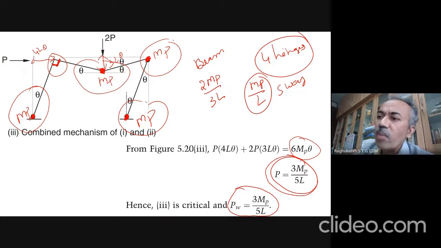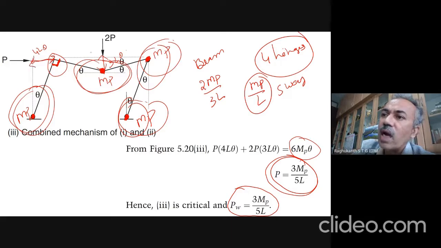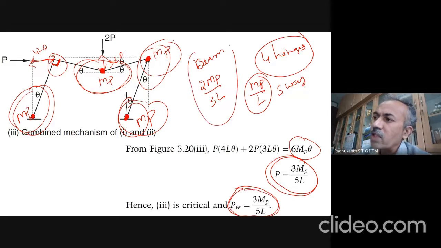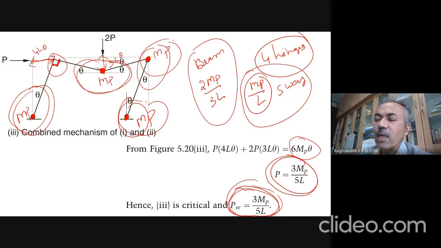So now you calculate. MP into theta, MP into theta, MP into 2 times theta, then MP into theta itself. So 6 MP times theta is the work done. This is 4L times theta, and this is 3L times theta. So you calculate, and this is our collapse load. Now we have seen for the beam mechanism it is 2 by 3 MP by L, for the sway mechanism it is MP by L, and this is 3 by 5 times MP by L. Among these three, the lowest is this one. That means this portal frame is going to collapse in the combined mechanism only.